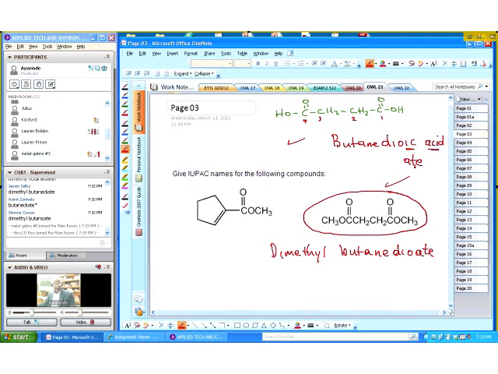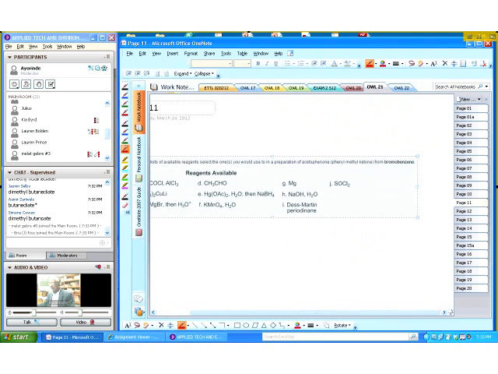Now we have done enough of our nomenclature. Let us begin to see if we can go to some reactions here.